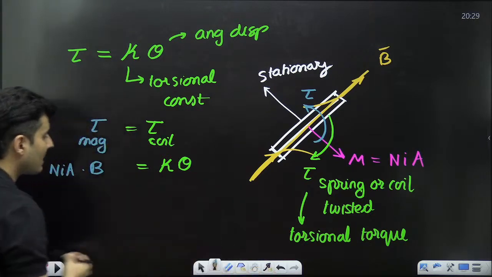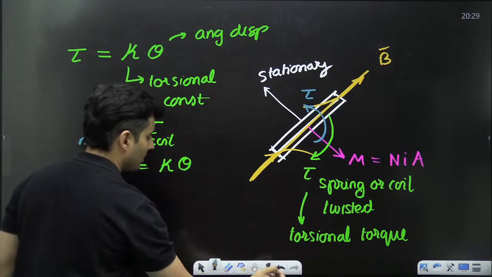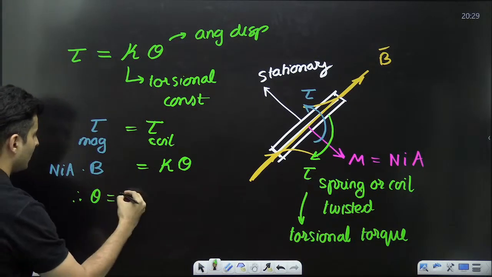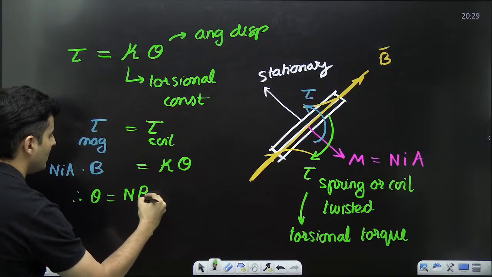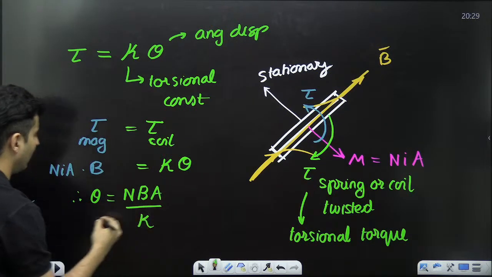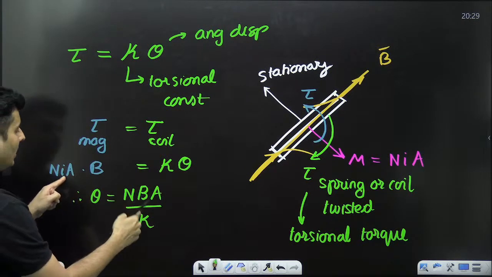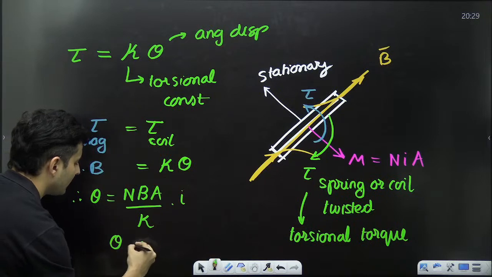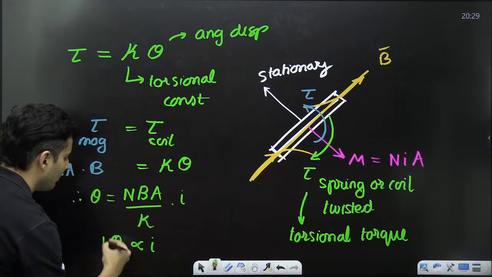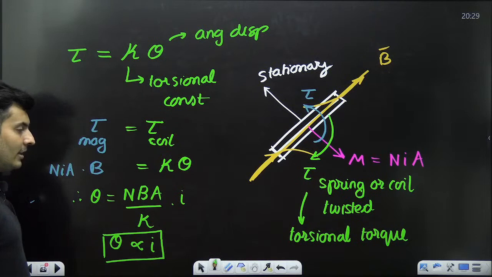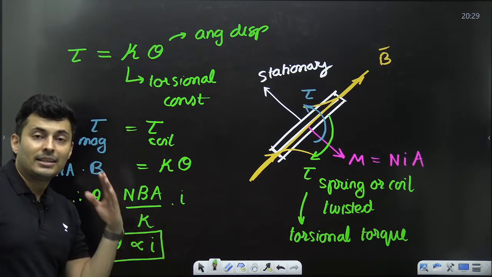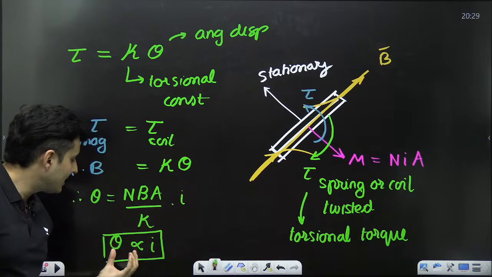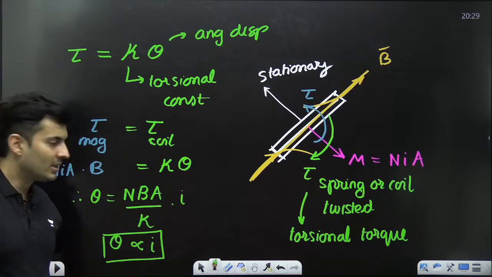So now just rearrange this to get the value of theta. Therefore theta will be nothing but nBA divided by k, and I is remaining. So theta is directly proportional to I. Remember, I was telling you in the previous lecture that the angular displacement of a galvanometer is proportional to the current. Exactly, this is how you get it.